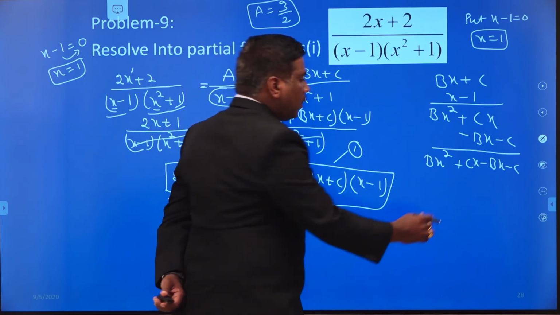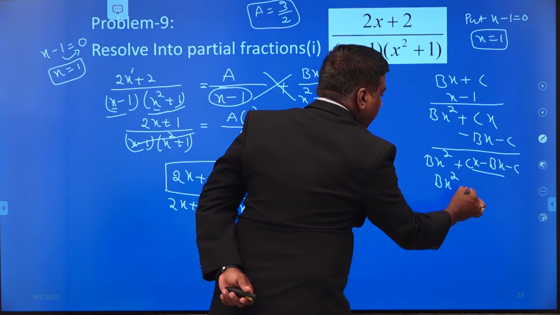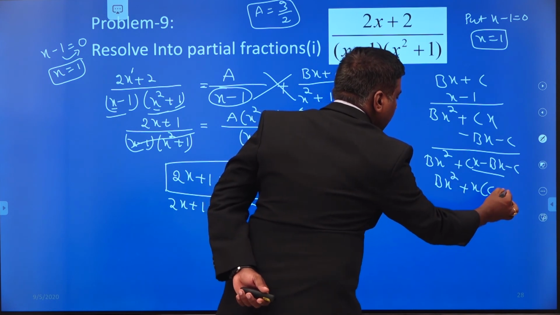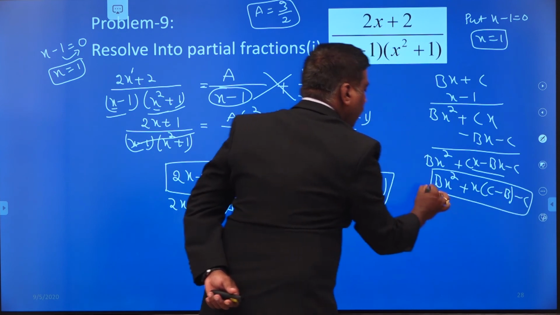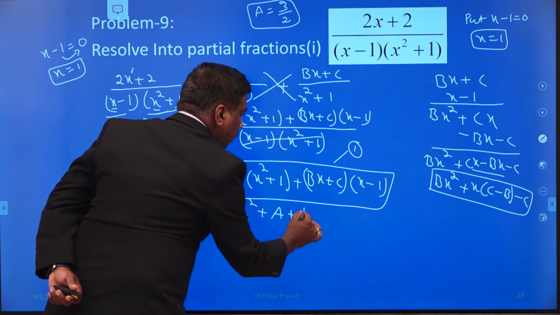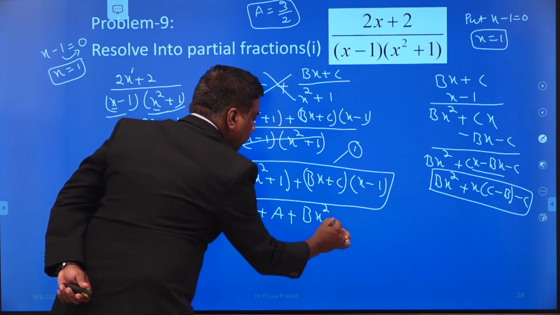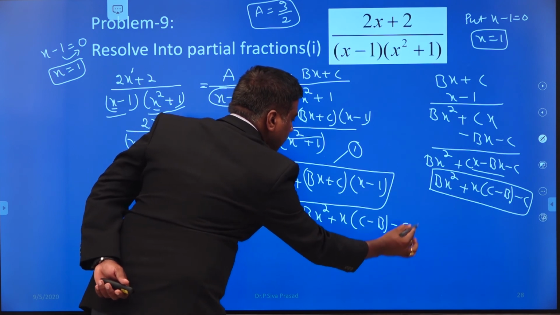From these two terms I have to take x common. Therefore this is bx square plus x into (c minus b) minus c. This is the relation that may be obtained when you multiply the algebraic fractions. That value you have to keep here: bx square plus x into (c minus b) minus c.